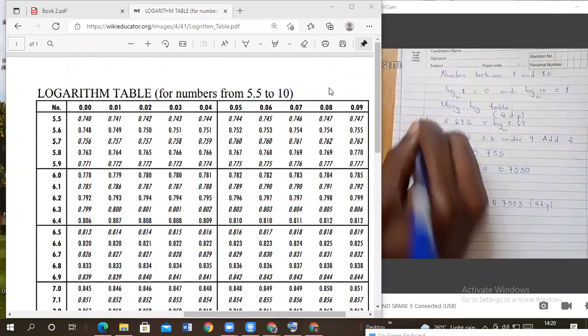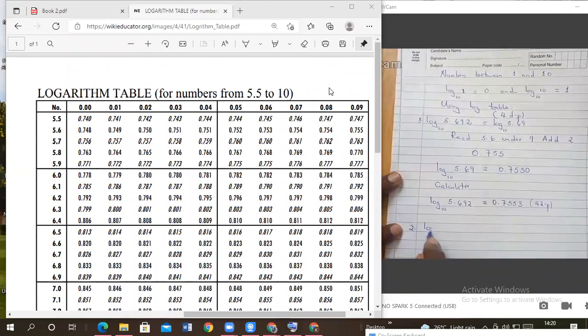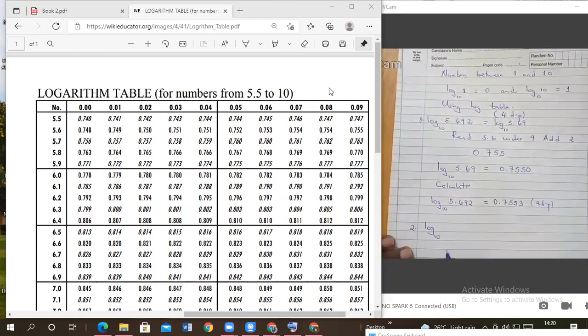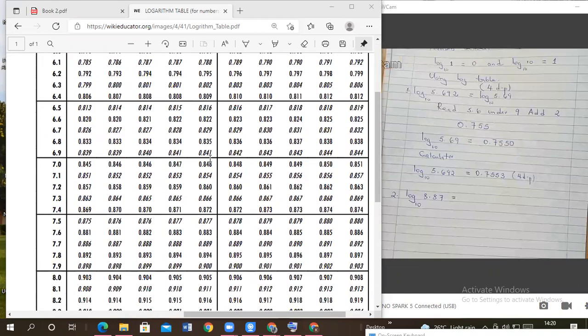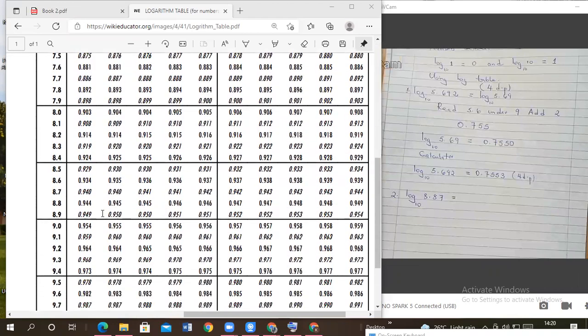That is number 1. Number 2, you read for me log to base 10 of 8.87. Who can read for me that, from the table you are seeing there? Let me take 8.8. Are you seeing 8.8? Yes. 8.8 under what? Under 7.